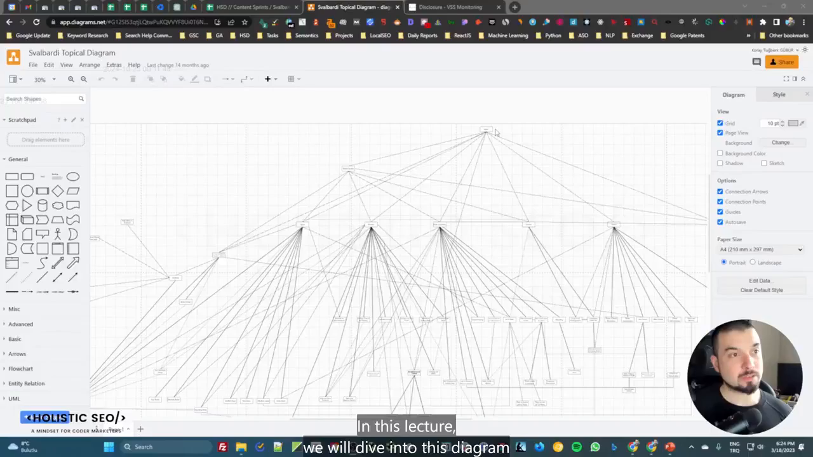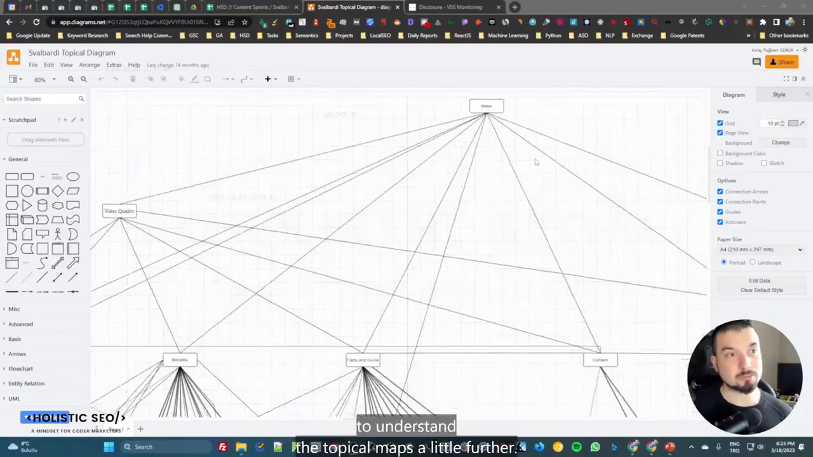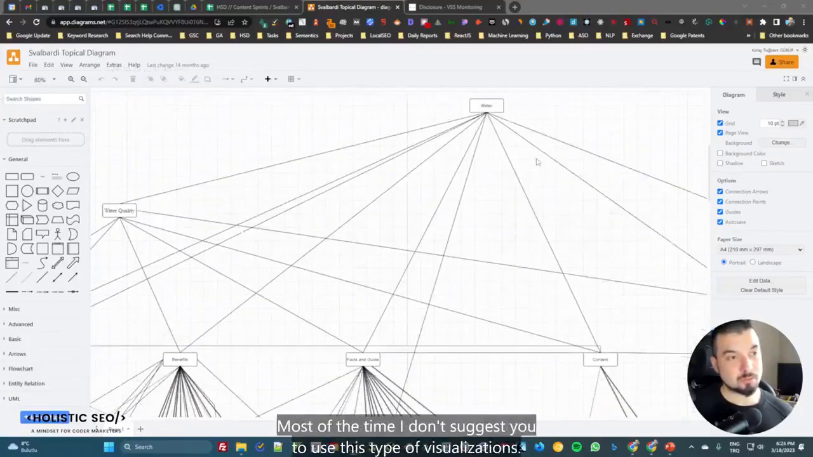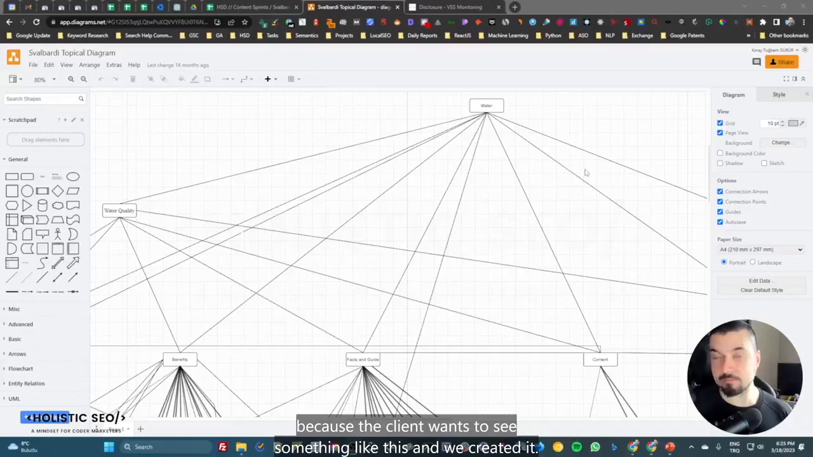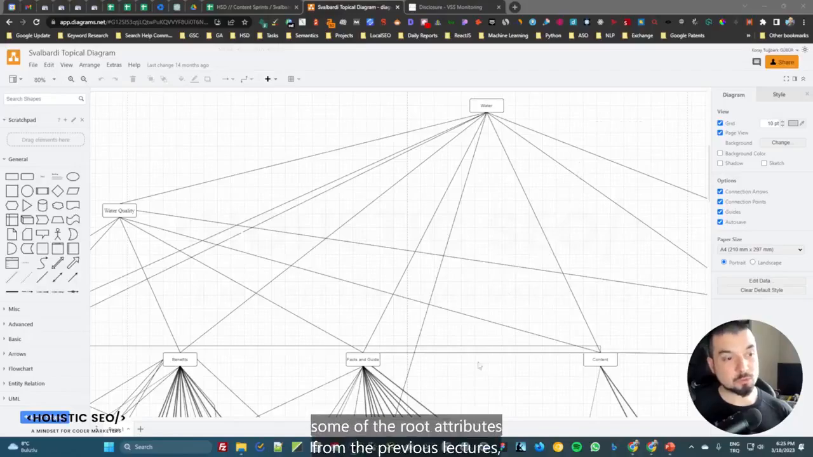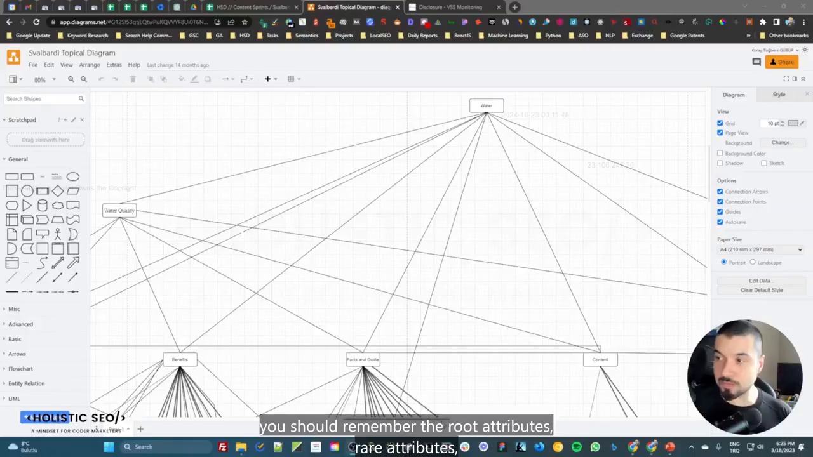In this lecture, we will dive into this diagram to understand the topical maps a little further. Most of the time, I don't suggest you use these types of visualizations. This is just an exception because the client wanted to see something like this and we created it. But this is a good sample to be able to see some of the root attributes. From the previous lectures, you should remember the root attributes, rare attributes, unique attributes, and attribute filtering.